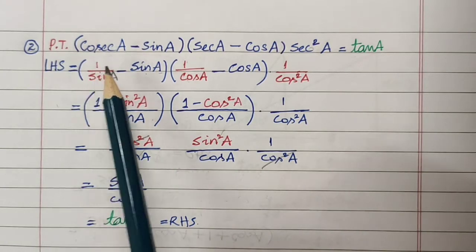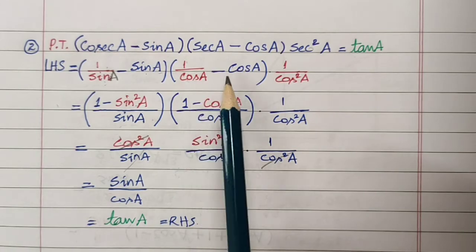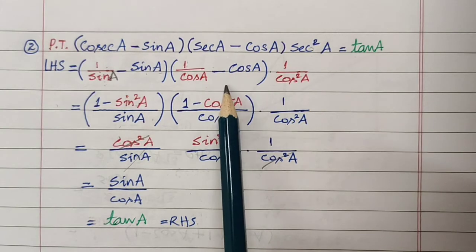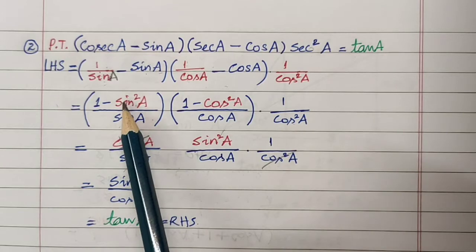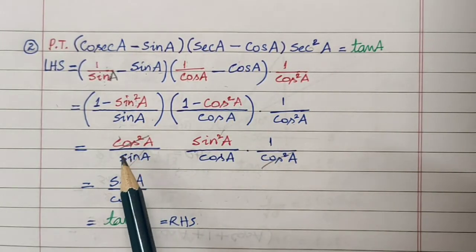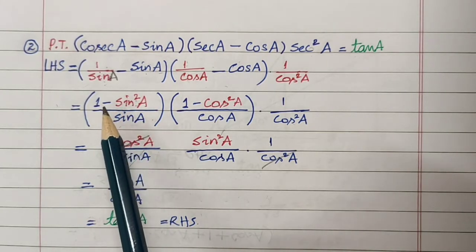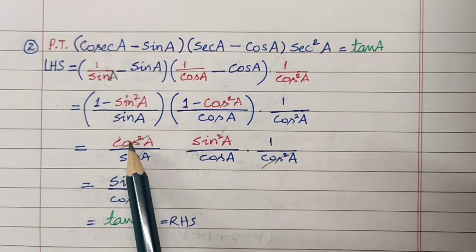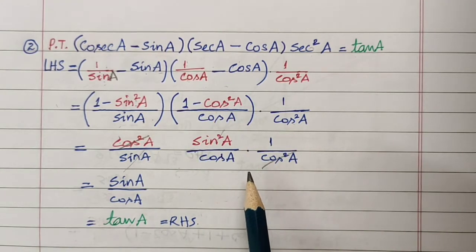Once you take sin A, it is common, 1 minus sin square has come. Here take cos A as LCM, then 1 minus cos square A divided by cos A, then keep this 1 by cos square as it is. From here it has become sin square A, from here it has come cos square A. Now 1 minus sin square A is equal to cos square A, because 1 is equal to sin square plus cos square A. 1 minus cos square A is equal to sin square A, then keeping all the things as it is.